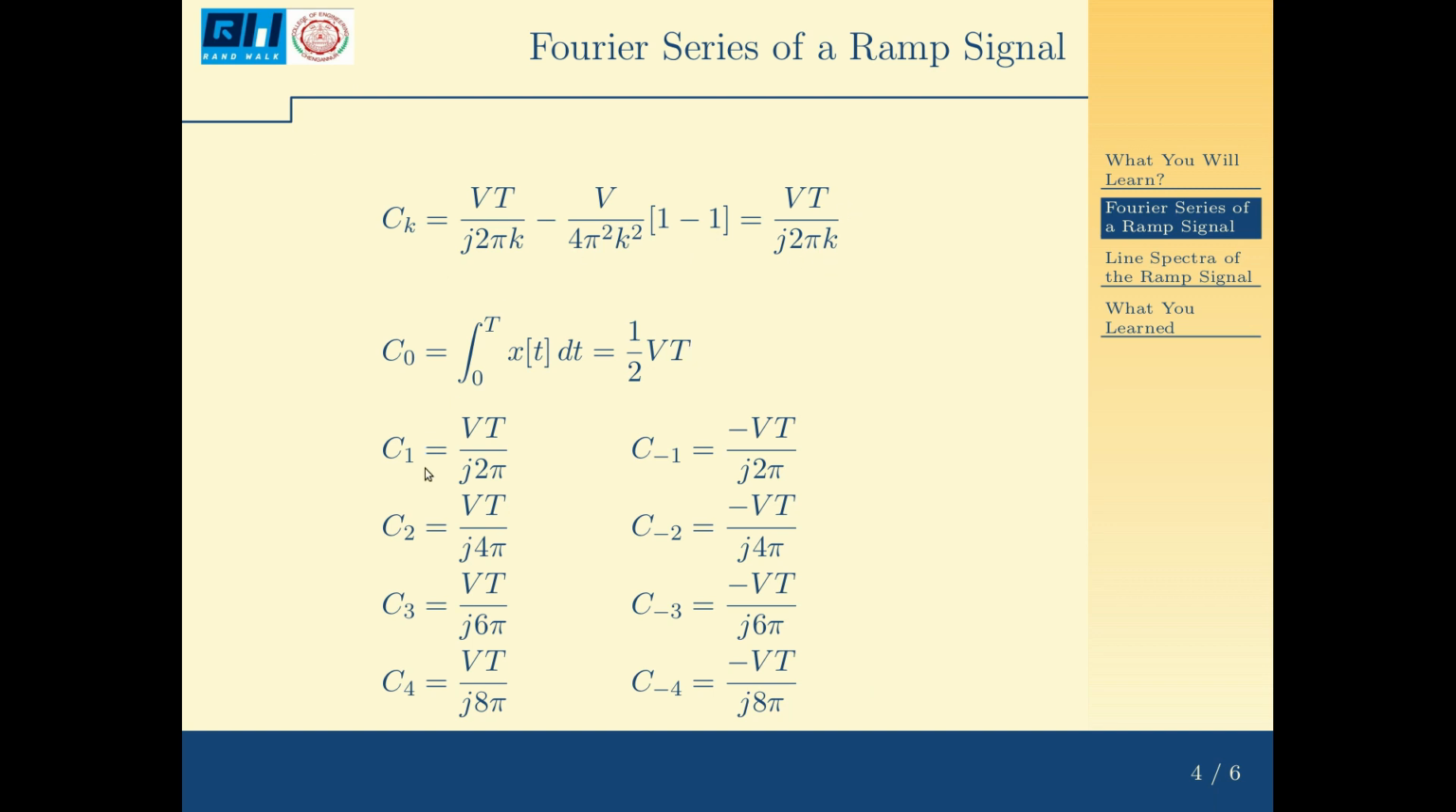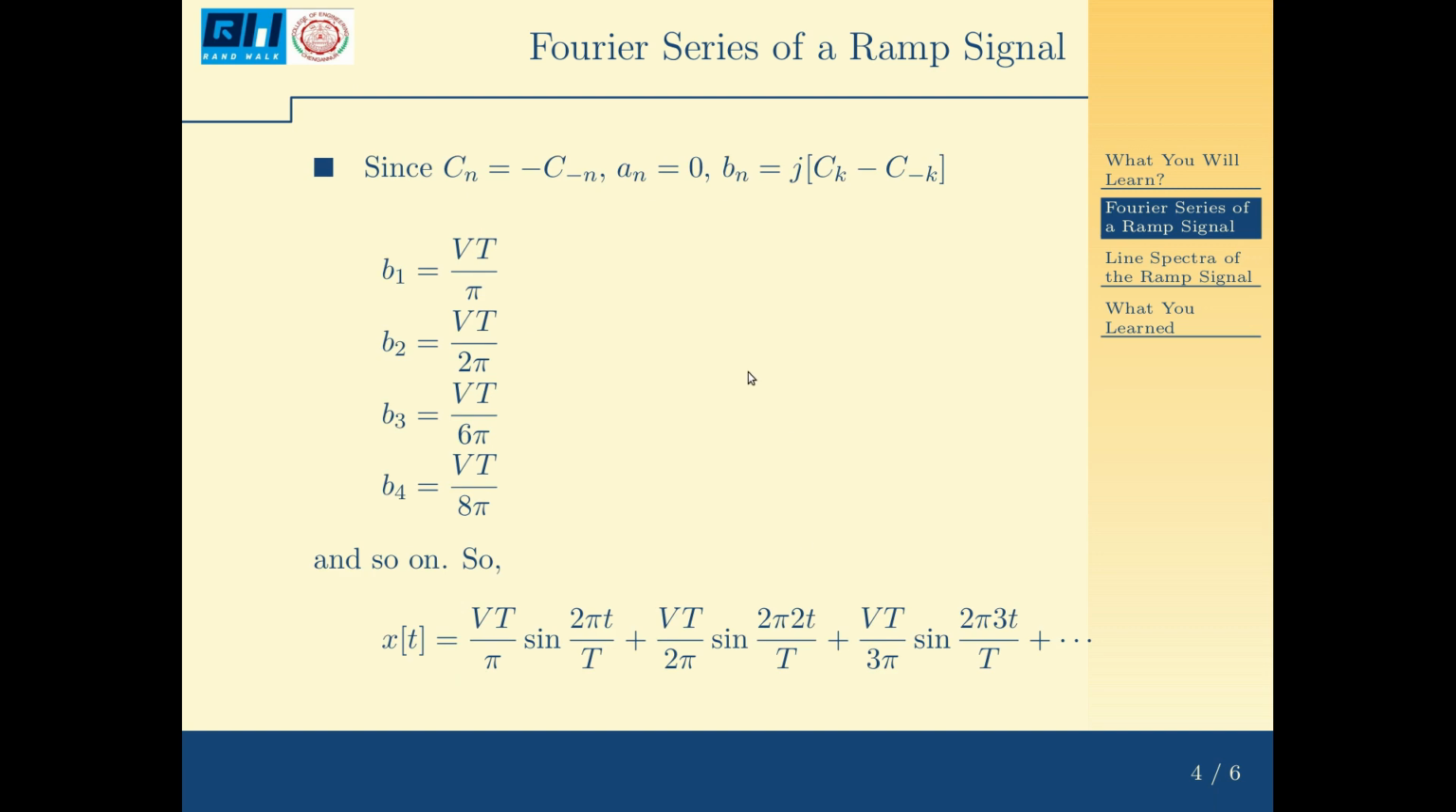So C1 is VT by j2π, and C minus 1 is minus VT by j2π, and C2 is VT by j4π, and C minus 2 is minus VT by j4π, C3 is VT by j6π, and so on. So what will happen? If you look here, since Cn equals minus C minus n, An equals 0, because An is Cn plus C minus n. If they are negative of each other, then An equals 0.